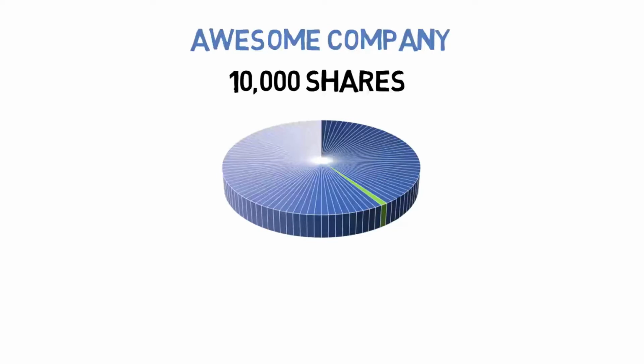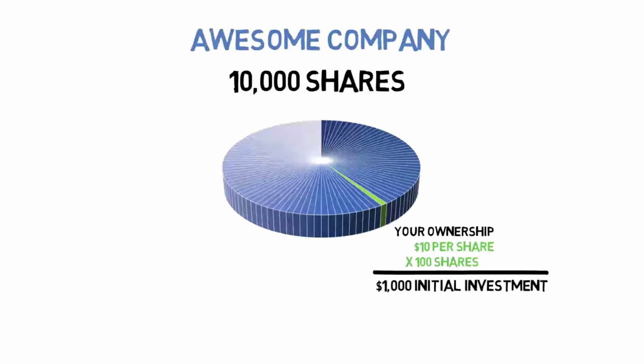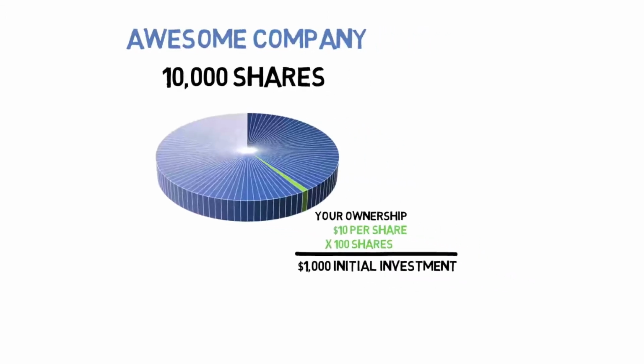You decided you want to buy 100 of those shares. Let's assume you paid $10 a share. That means that your 100 shares cost you $1,000. Congrats! Now you are part owner of Awesome Company. So how do you make money?